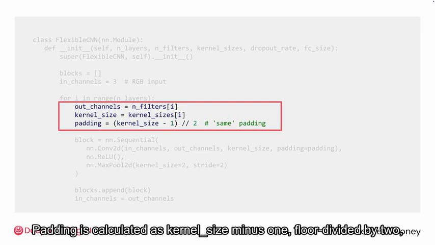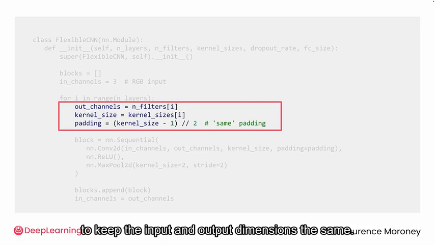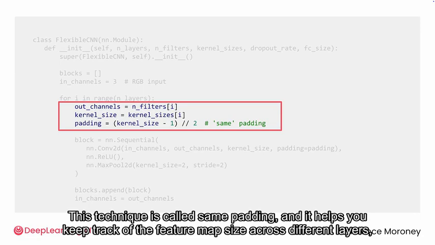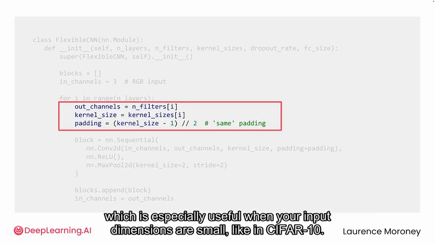Padding is calculated as kernel size minus 1, floor divided by 2, to keep the input and output dimensions the same. This technique is called same padding, and it helps you keep track of the feature map size across different layers, which is especially useful when your input dimensions are small, like in CIFAR-10.